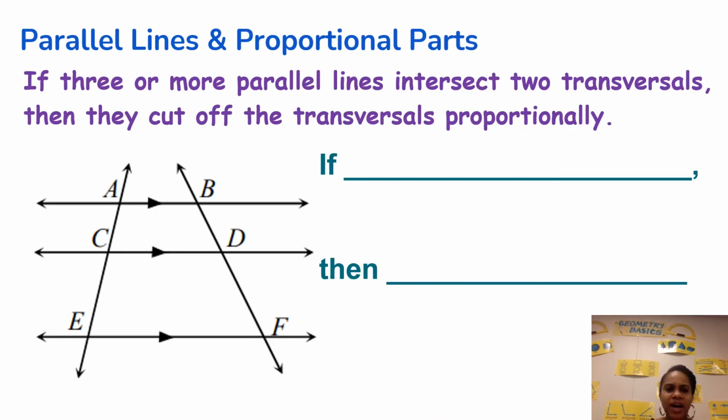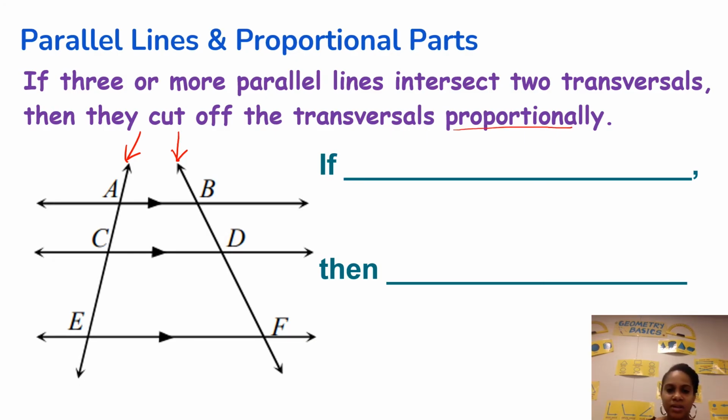So now we have parallel lines and proportional parts. That basically states that if three or more parallel lines intersect two transversals, and remember, a transversal is any line that intersects two or more lines. Okay, so this would be a transversal, and this line here would be a transversal. So if three or more parallel lines intersect two transversals, then they cut off the transversals proportionally.